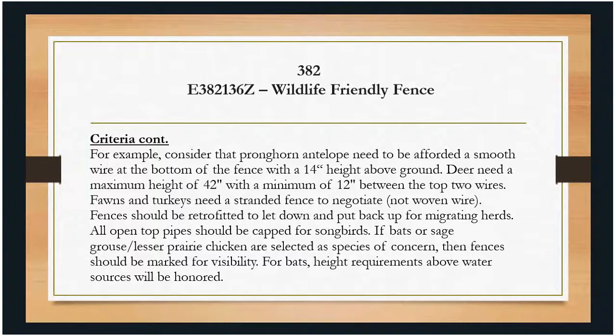For example, when thinking about pronghorn antelope, you would take into consideration having a smooth wire at the bottom of the fence, at 14 inches height above ground. Deer would need something else, where you might have a maximum height of 42 inches with a minimum of 12 inches between the top 2 wires, and then so on for all the different species.